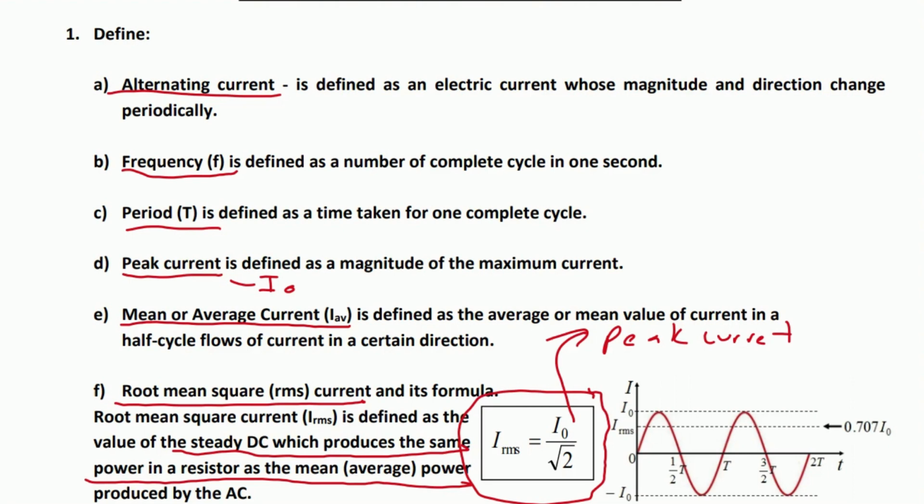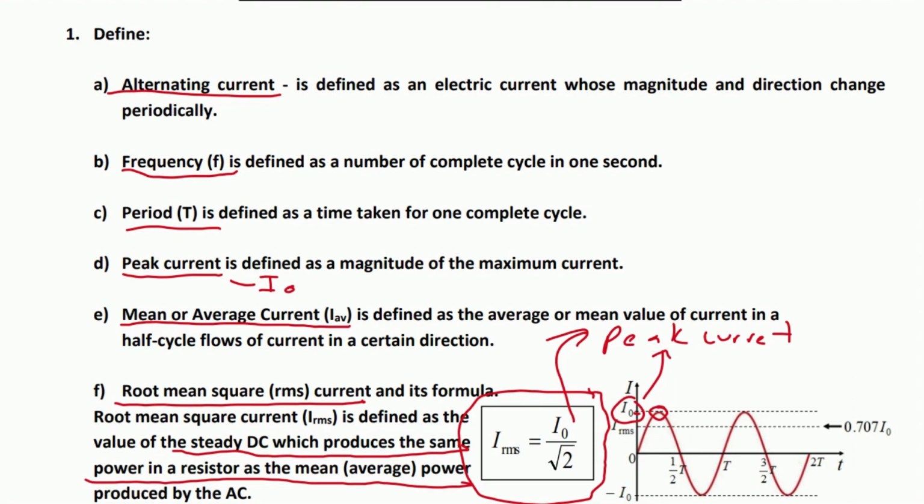Sometimes they will give you a graph of I against t, so you must know how to find all the information that you need from the graph. This is a sinusoidal graph for the current against time in alternating current. The highest part we call the peak current, or maximum current. The value here is the peak current.